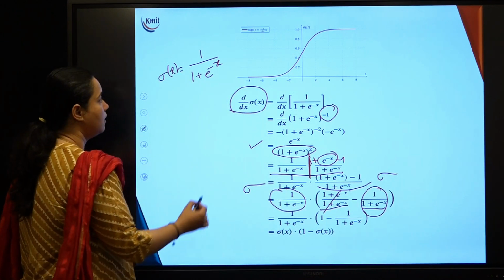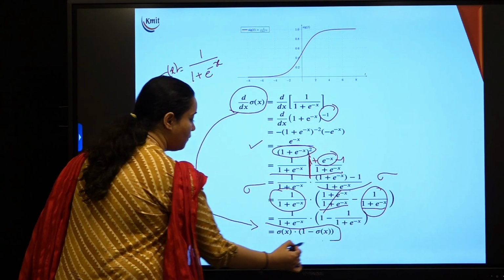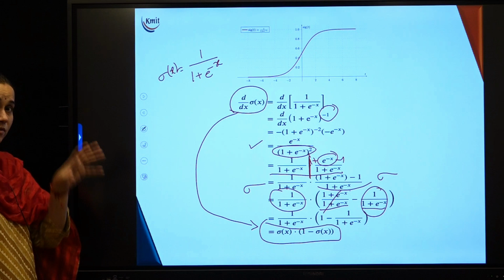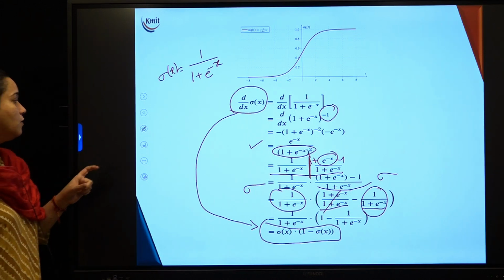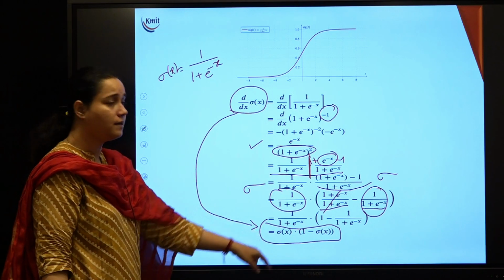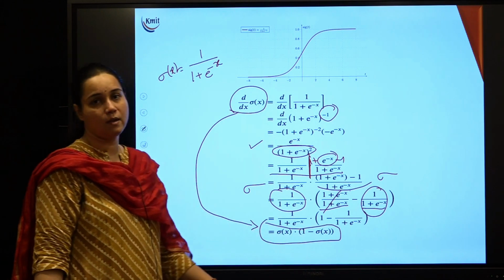So, the final d by dx of sigma of x is nothing but sigmoid function into 1 minus sigmoid function. I am trying to put everything in terms of sigmoid function, standard notation. So, this you have to remember, the derivative of a sigmoid function is again in terms of sigmoid function. So, what you got is sigmoid function times 1 minus sigmoid function.